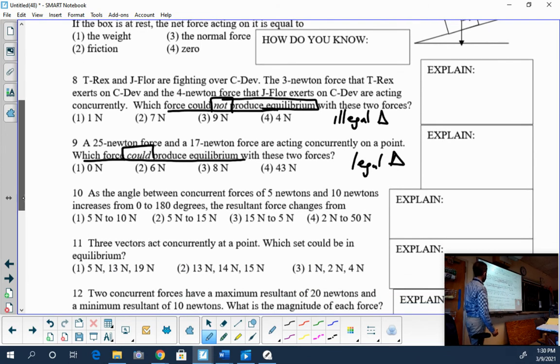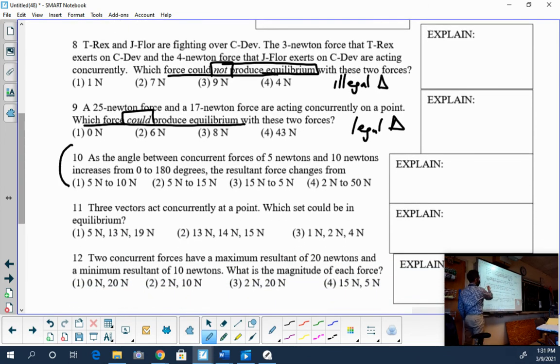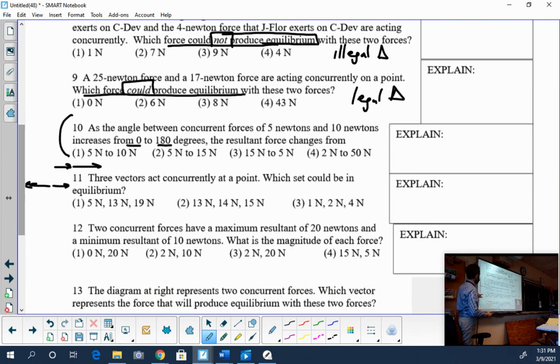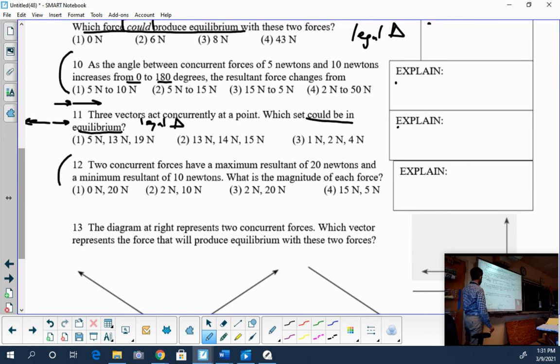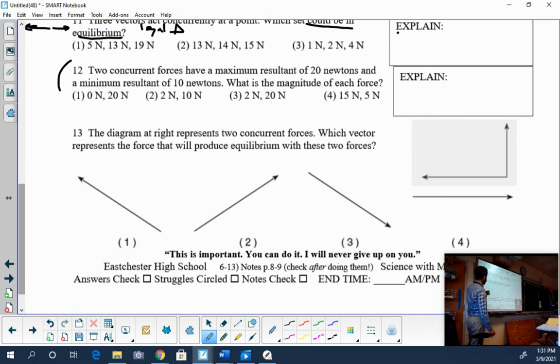Here's another one just like we did. Actually, just think this one through. As it changes from 0 to 180 degrees, draw them at 0, and then draw them at 180. And you think about what the resultant will come out as. Here, which could be equilibrium? There's that legal triangle again. These explanation boxes are not here for my help. They're there for yours. And here's another one just like we did, the max and the min. And then down here, which vector represents the force that will produce equilibrium? Hopefully you know what that is by now and what you need to find first.